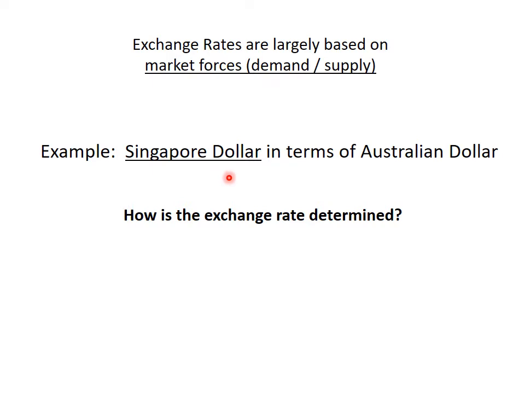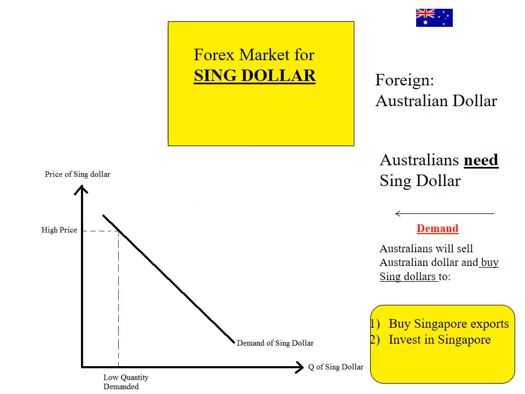Okay, so let's start. How is the exchange rate between Sing dollar and Australian dollar determined? Now you must remember, when we look at demand and supply of a currency, we are not looking at the domestic. We are looking at the exchange rate as a form of exchange. So this is the foreign exchange market for the Sing dollar. In the foreign exchange market for the Sing dollar, there are people who want the currency and there are people who have the currency.